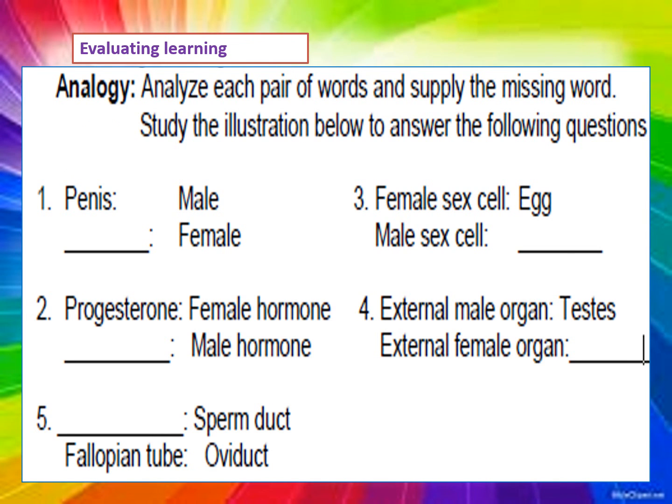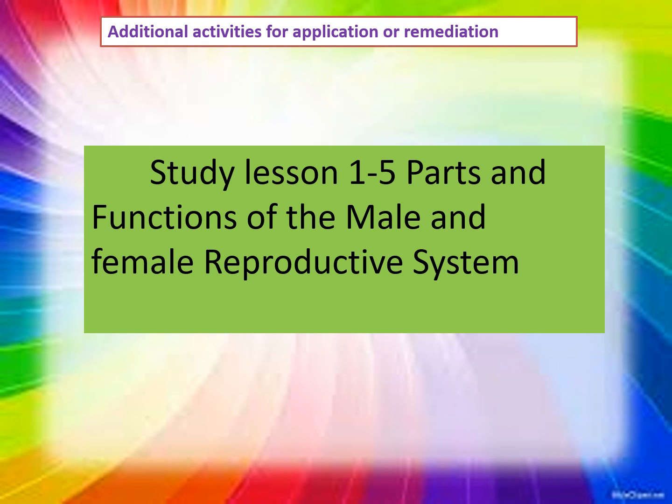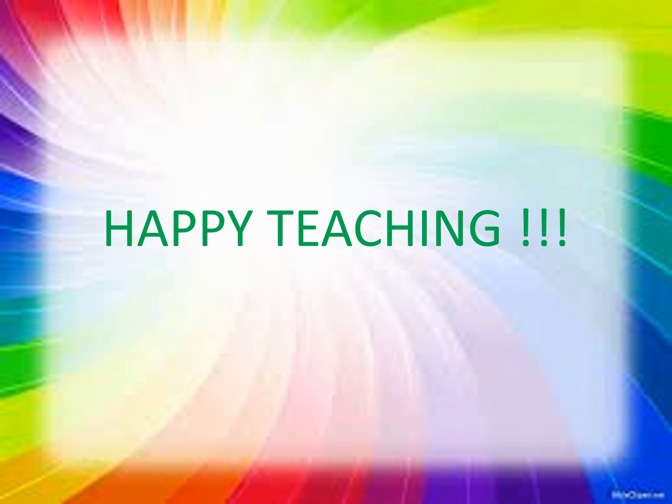Analyze each pair of words and supply the missing words. Study the illustration below. Answer the following questions. Study lessons 1 to 5, parts and function of the male and female reproductive system.